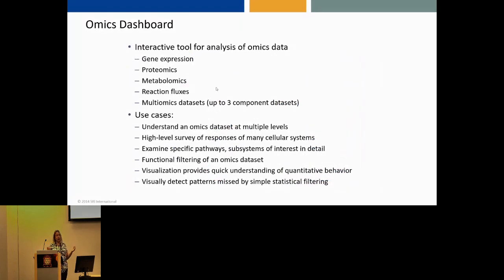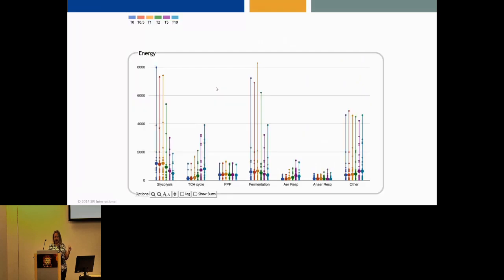I'm also going to talk about the omics dashboard, which I mentioned earlier, and which provides a different way to explore your omics data. It also supports multiple types of omics data, including, as of our latest release, multi-omics data. The idea is to initially provide a broad-based overview of many high-level cellular systems, and then let the user successively drill down into subsystems of particular interest.